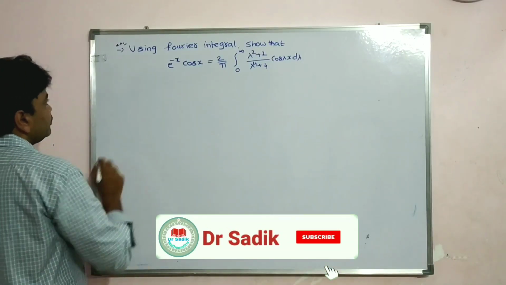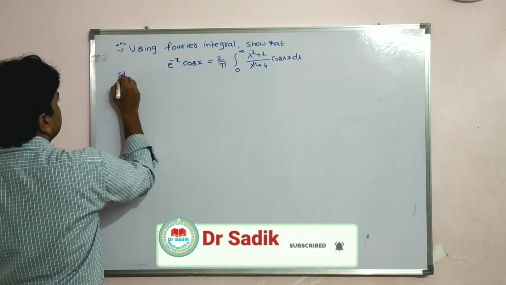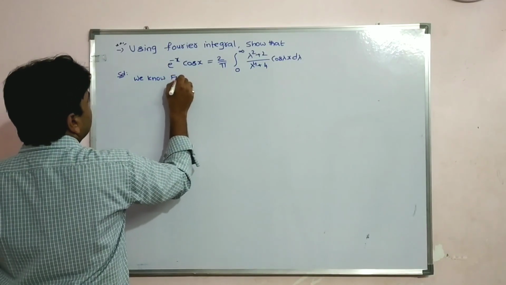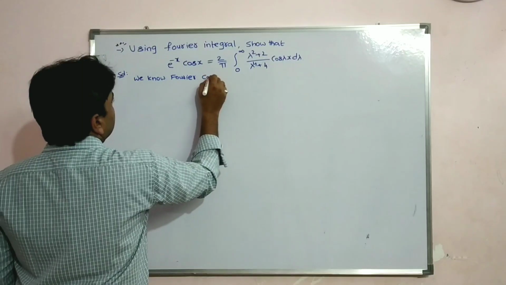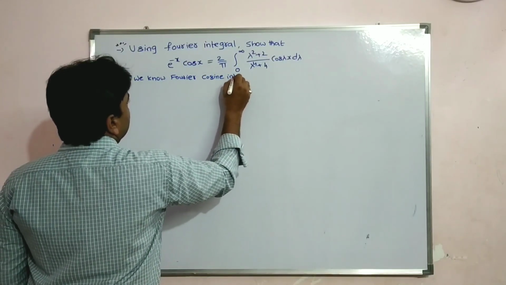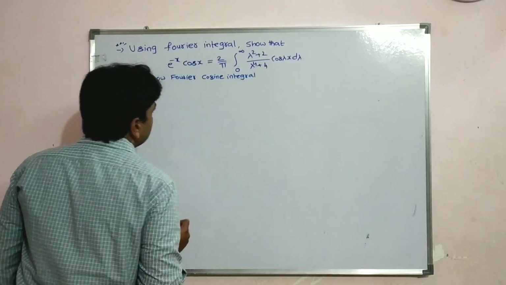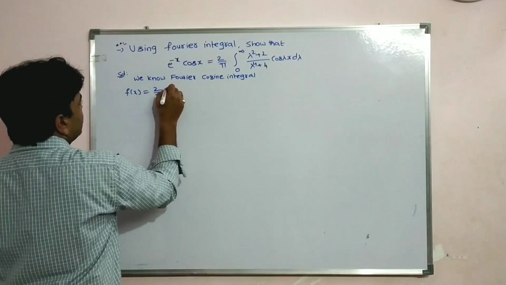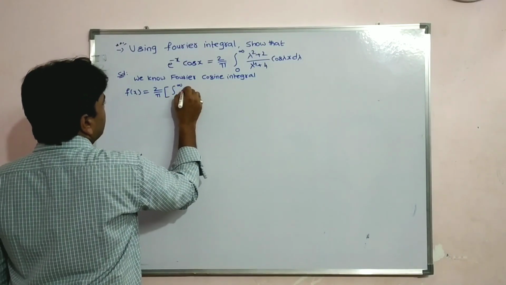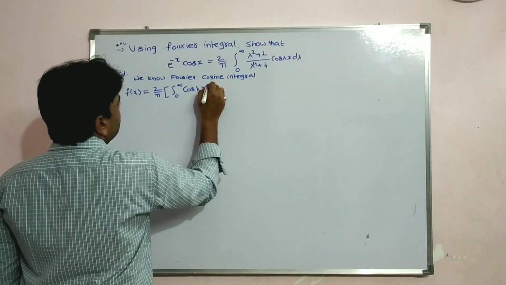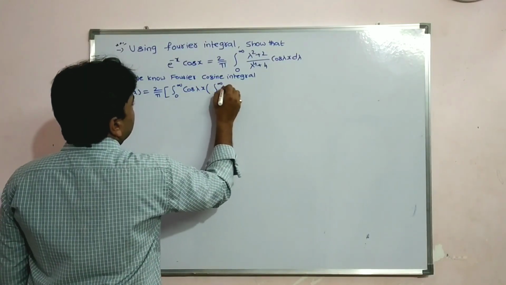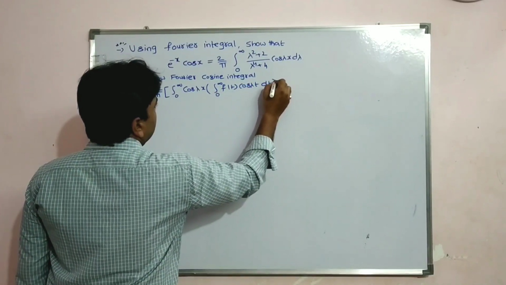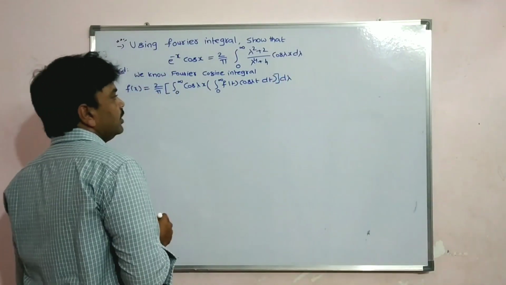Right. Solution. We know the Fourier cosine integral. What is the formula, students? f of x is equal to 2 by pi integral 0 to infinity cos lambda x into integral 0 to infinity f of t cos lambda t dt into d lambda.